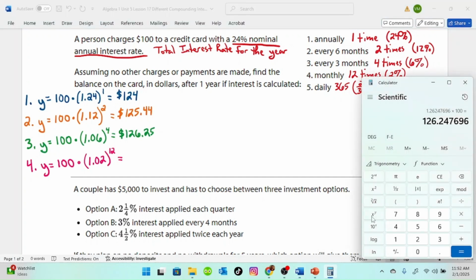We go to the calculator, 1.02 to the power of 12, and then we multiply that by the original $100. We round to 2 decimal places because we're talking about money, and the 4 tells us to leave the 2 alone. So we would pay $126.82.